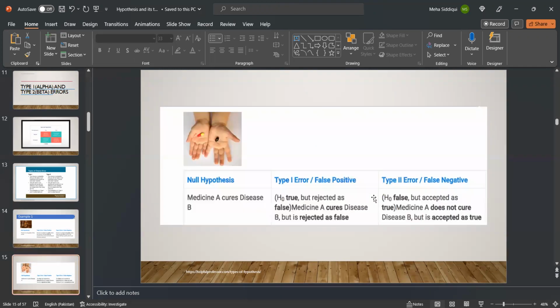This is another example. The null hypothesis: Medicine A cures disease B.